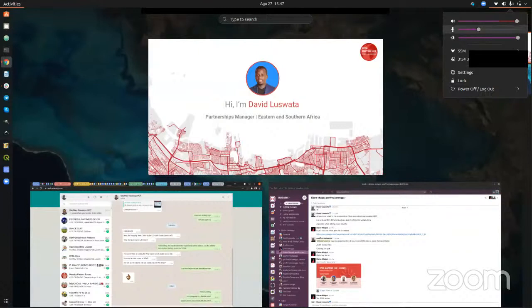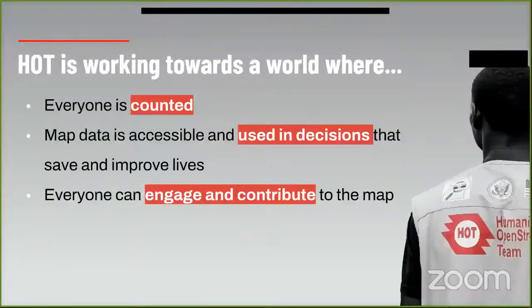That's what we are doing with partnerships, or what we want to do with partnerships in the coming months and years, as we implement the work of the hub in the Eastern and Southern Africa region. So the Humanitarian OpenStreetMap Team, as an organization, starting last year for the most part, has been working towards a world where, first of all, everyone is counted, where map data is accessible and used in decisions that save and improve lives, and everyone can engage and contribute to the map. This is an exciting journey that has led the organization to setting up regional hubs, of which we are launching the Eastern and Southern Africa regional hub today.